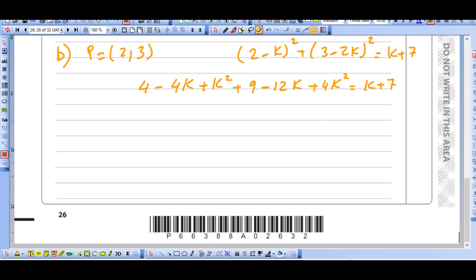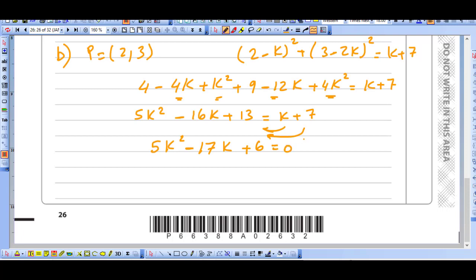So now we have 4k squared plus k squared, 5k squared. And minus 12, minus 4, minus 16k. And then 9 plus 4, 13, is equal to k plus 7. Let me bring this value to this side. So we will have 5k squared minus, we have 16 minus 1, minus 17k. And then 13 minus 7 equal to plus 6. So plus 6 equal to 0. And this is the answer of the question.